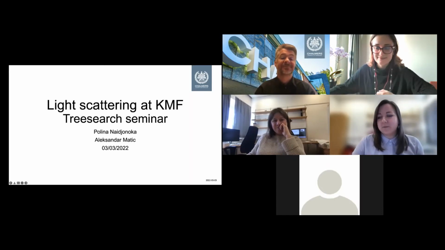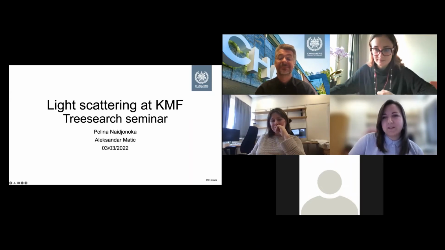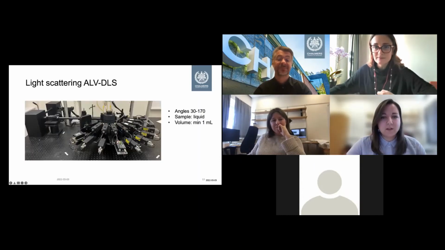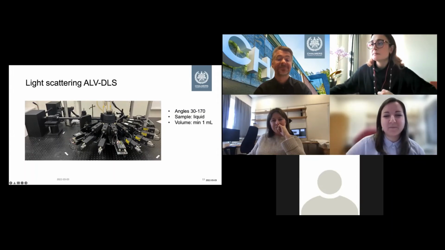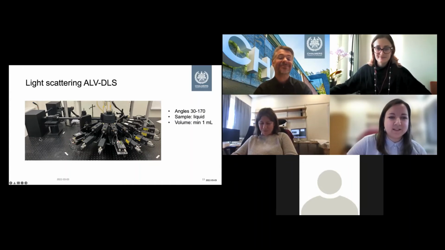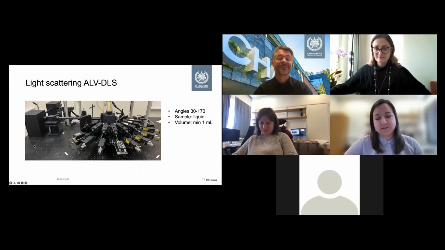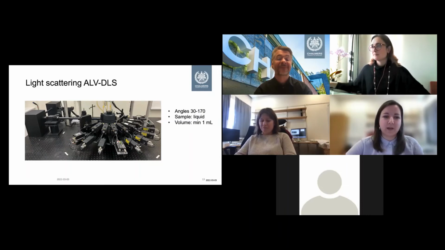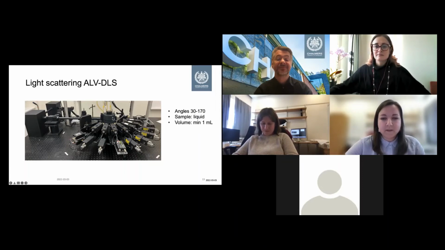So now I will continue talking about light scattering. This instrument we actually have here in our department. So it looks like this. It looks a little bit scary, but it's actually not that scary. What we have here is the light source, and it's very similar to X-ray scattering, where you have a light source that's hitting the sample. This is the sample chamber. So you insert a capillary with your sample. This technique is only for liquid samples.